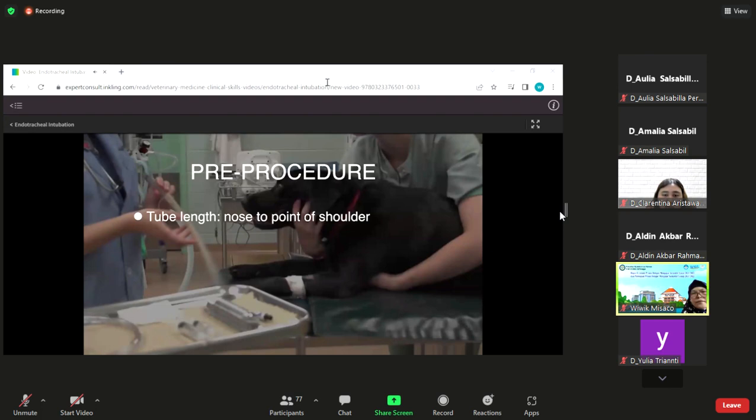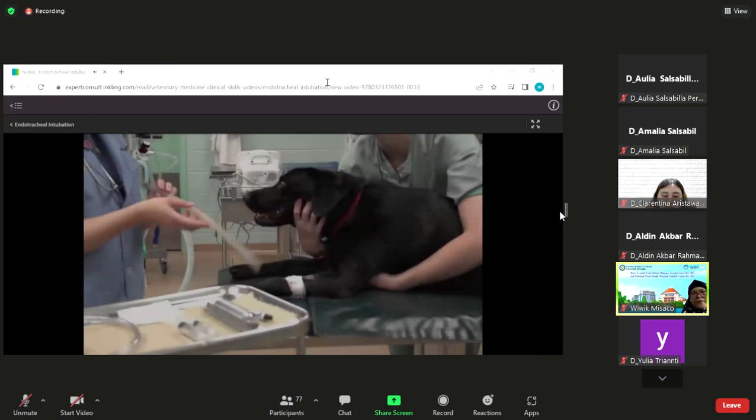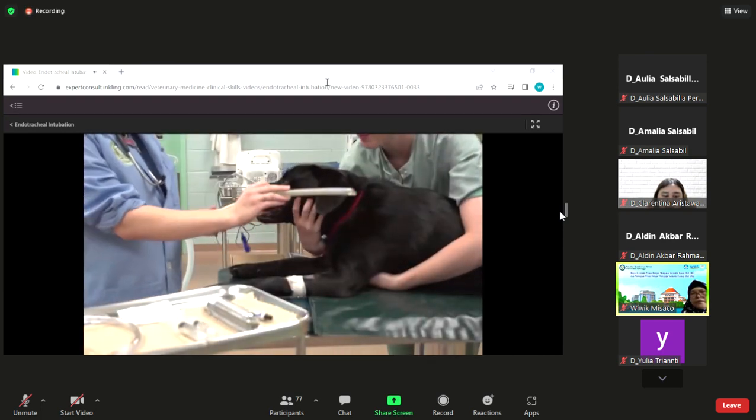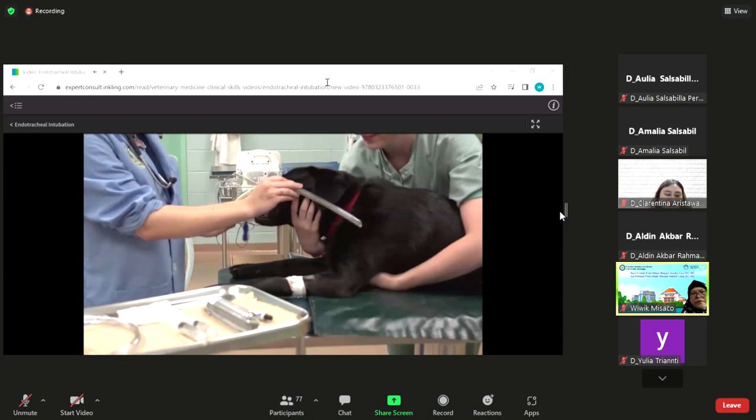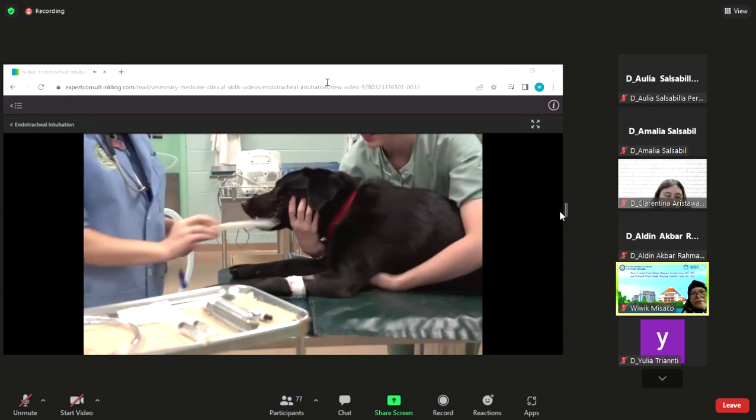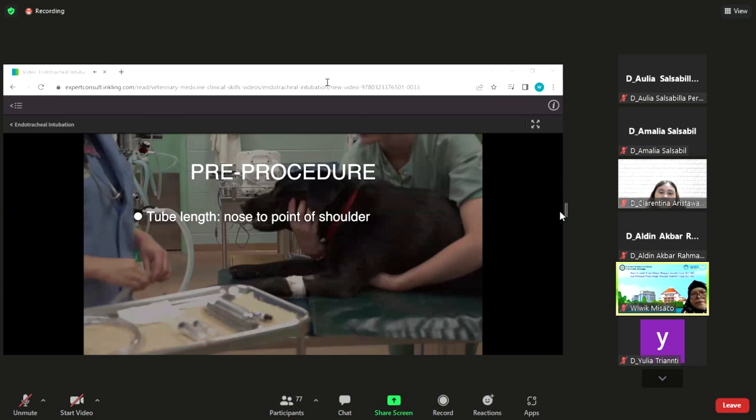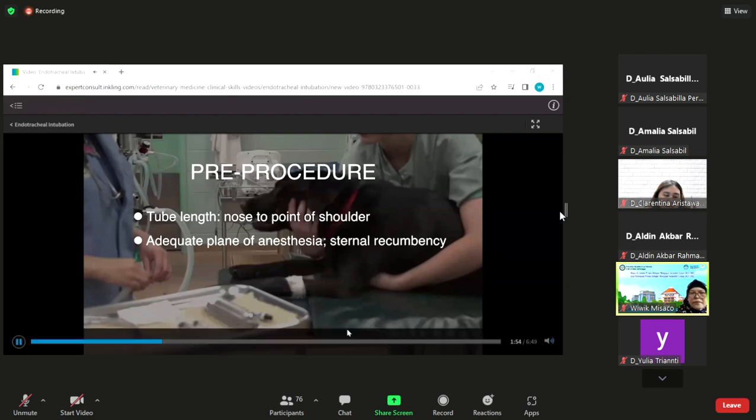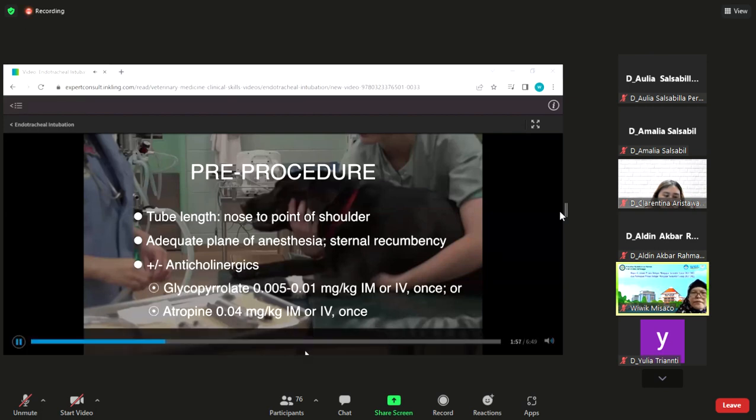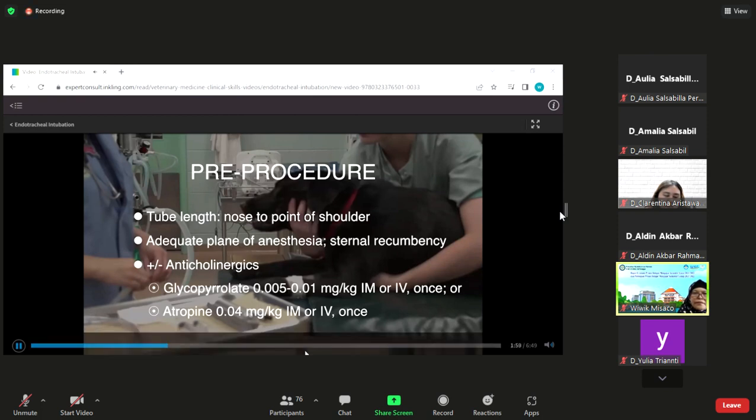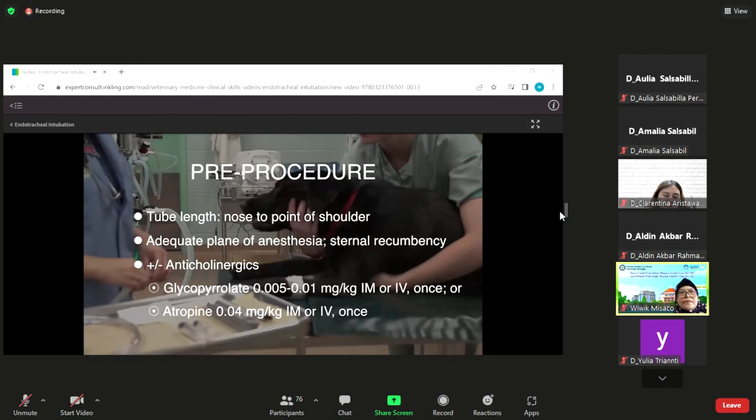Pre-measure the length of the tube, which typically should reach from the tip of the nose to just caudal to the point of the shoulder. If it's too long, remove the connector piece and trim it from that end, not the cuff end. The patient must be sufficiently anesthetized or obtunded so that airway reflexes and conscious movement of the head and neck are inhibited. Sternal recumbency makes the procedure easiest, but lateral or dorsal are acceptable. Anticholinergics are administered by some clinicians with the goal of reducing the volume of airway secretions.